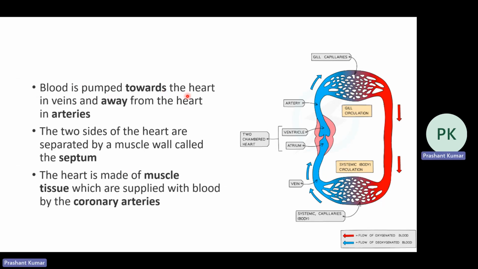Blood is pumped towards the heart in veins and away from the heart in arteries. The two sides of the heart are separated by a muscular wall called the septum. And the heart is made up of muscle tissue, which is supplied with blood by vessels called coronary arteries. So this is the information you must know about the heart.